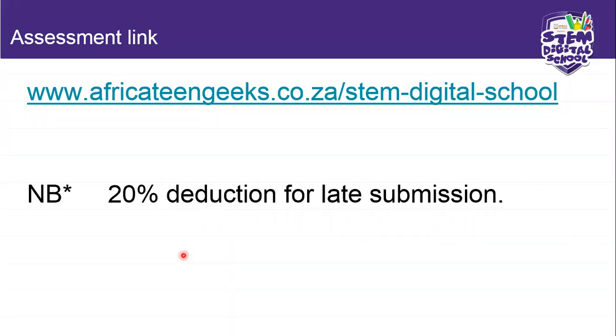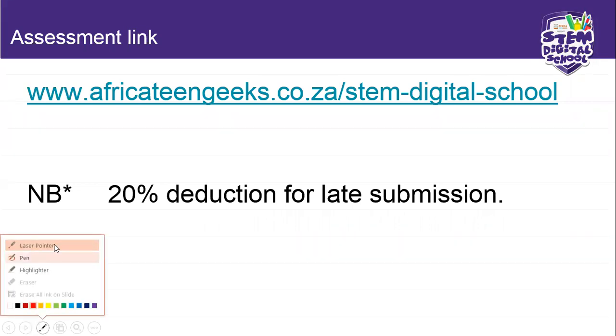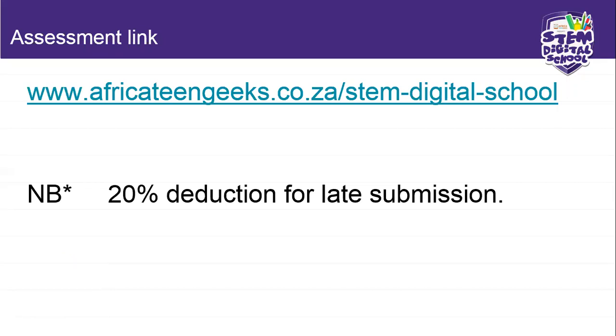Grade 9s? So you're writing my test today. What do you do for the other subjects? It's the same procedure for all subjects that you're writing. It's not different because it's social sciences. Same thing. So just remember, 20% deduction if you submit your test late.